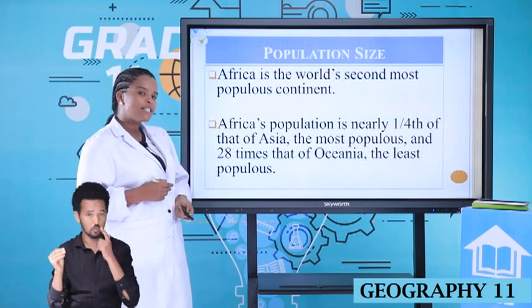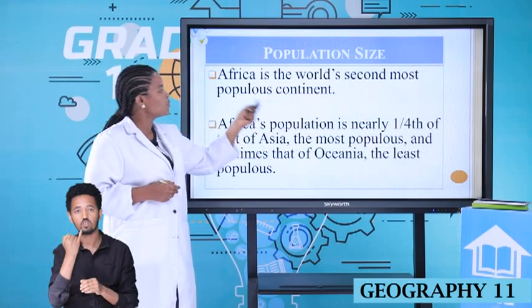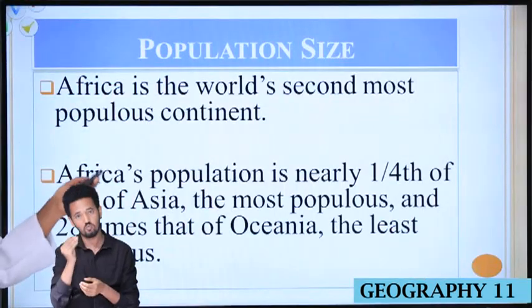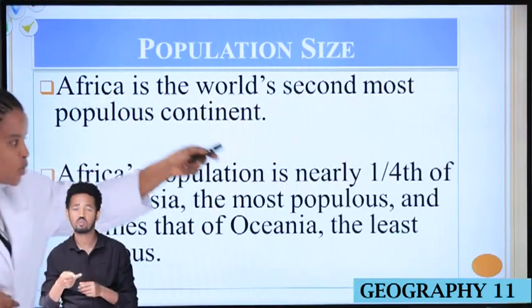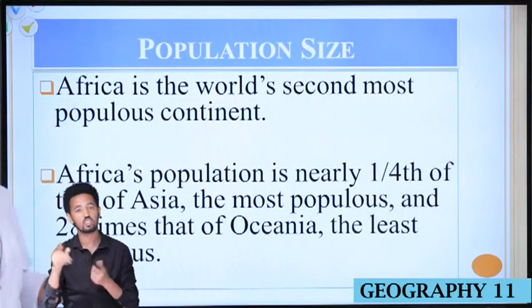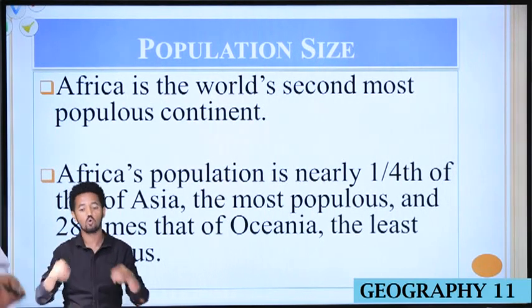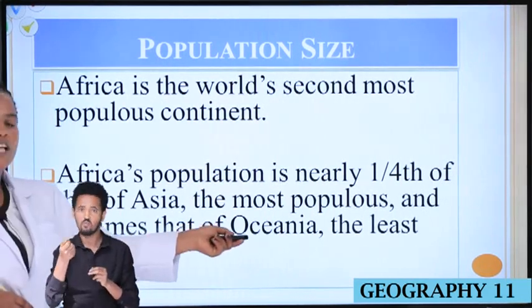As we have seen in the previous lesson, Africa is the world's second most populous continent. Africa's population accounts for one quarter of the Asian population, and it is more than 28 times the Oceanian population. Very few people are found in Oceania.